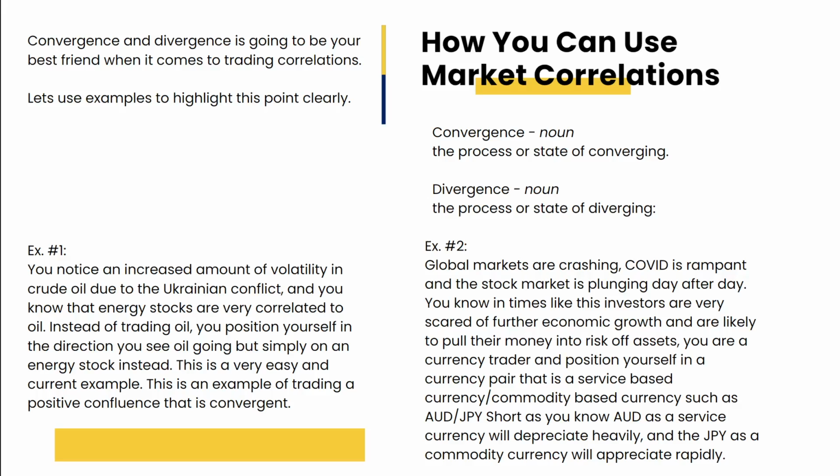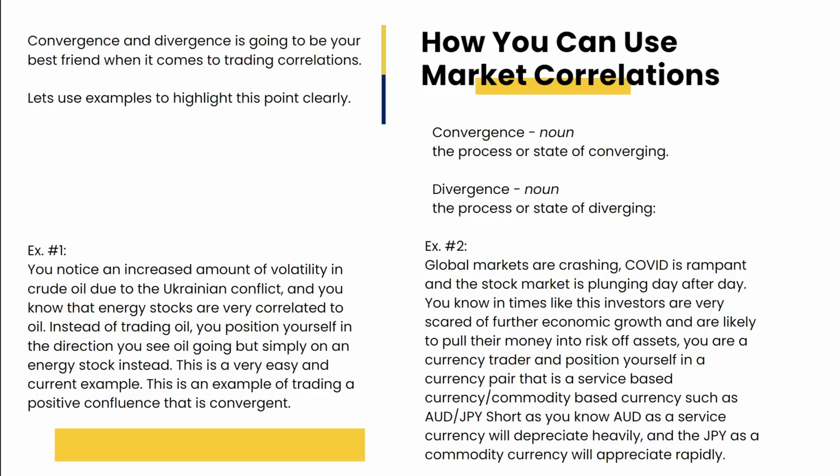You are a currency trader and position yourself in a currency pair that is a service-based currency versus a commodity-based currency, such as AUD/JPY. Short, as you know, AUD as a service currency will depreciate heavily, and the JPY as a commodity currency will appreciate rapidly. And this is actually the trade example that led to my largest P&L trade to date. And this is exactly the thought process that I had behind it.